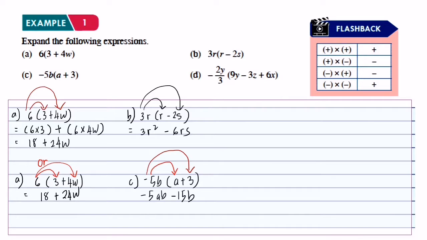Okay, so now we try to answer D. Negative 2y over 3 times 9y minus 3z plus 6s. Okay, for this one, I better show you the longer way. So here, negative 2y over 3 times 9y.